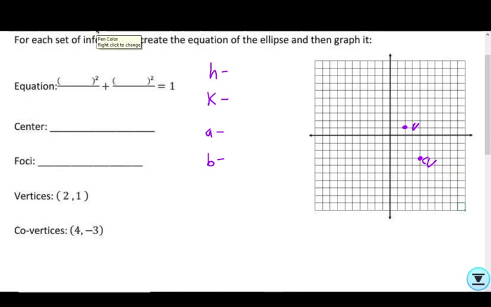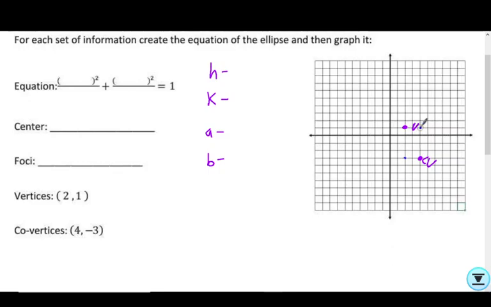When I look at this, I see that my vertices is above my co-vertices. So either my center is going to be somewhere right here, or my center is going to be somewhere here. If my center's here, that means this right here is the distance from my vertices, and this is the distance from my co-vertices, because remember, my center's in the middle. So these are my two options.